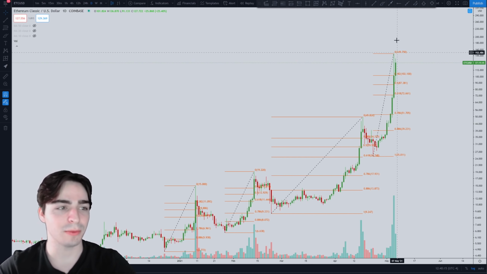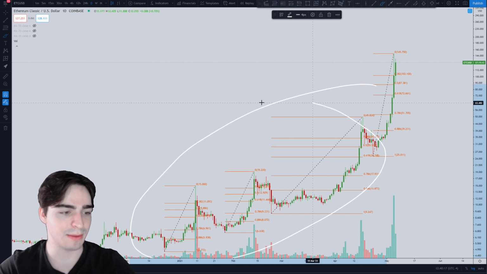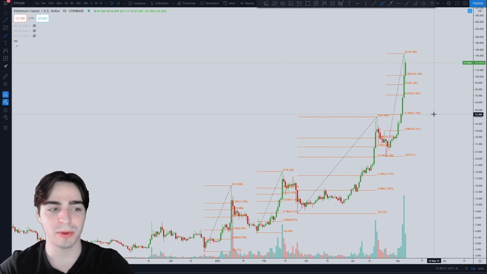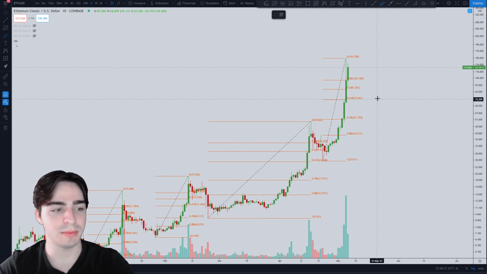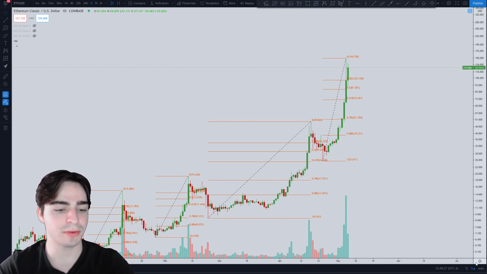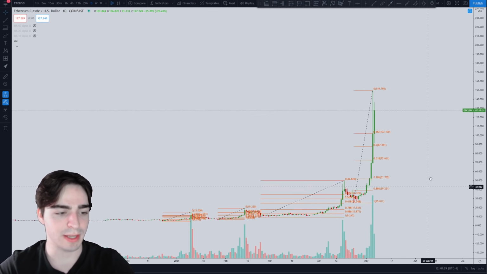Will it pull back? Well, it's pulled back the last 3 times that we've seen a pump on Ethereum. And where will it pull back? Odds are it's probably going to be between this 61.8 and 78.6 Fibonacci retracement zone. And on a linear scale, this is what that looks like.